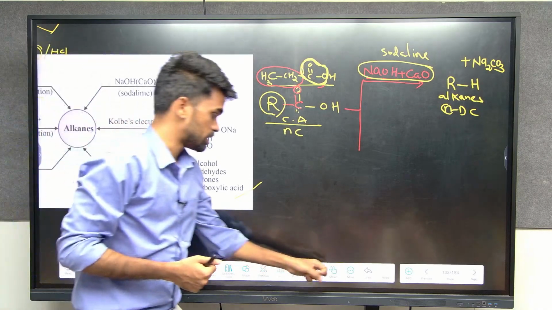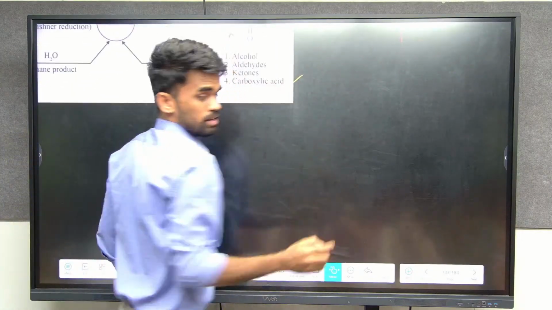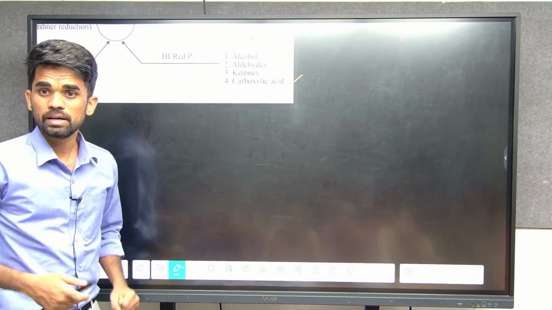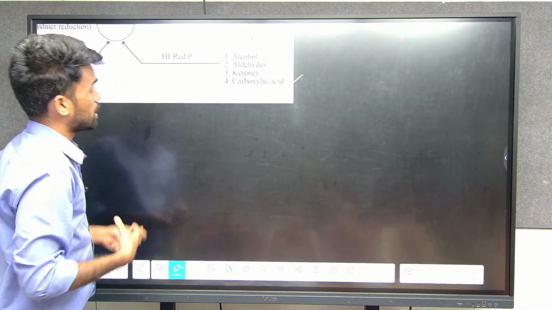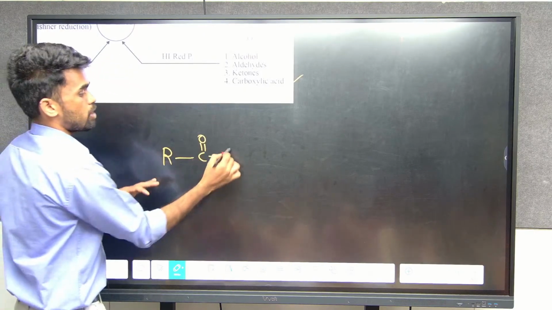Okay. Next one. Kolbe's electrolysis. See, in the last classes, we discussed the electrolysis process in electrochemistry. Now let us quickly revise using Kolbe's electrolysis. Like this is a carboxylic acid now.